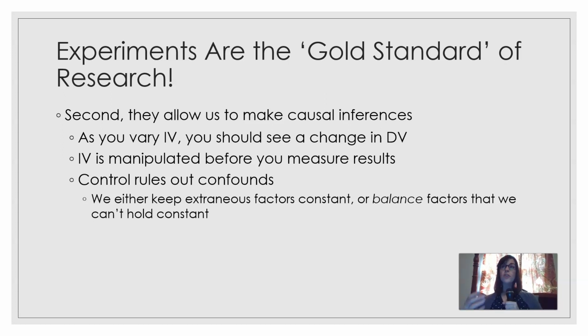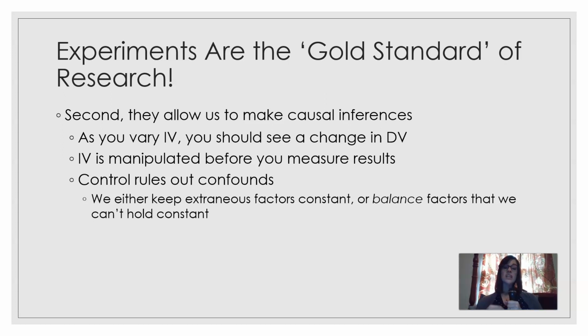So, if you are trying to see if something in the world is actually real, if you want to see if an effect is real, ideally, if this is something that is real out in the world, as you vary your independent variable, you should see some change in your dependent variable. Your independent variable is always going to be manipulated before you get those results, and control rules out confounds.